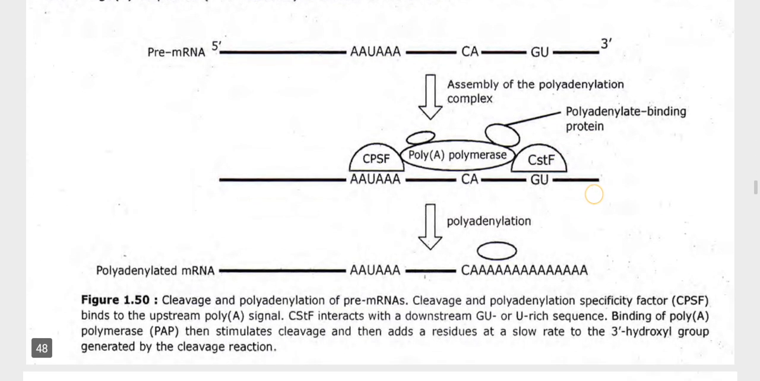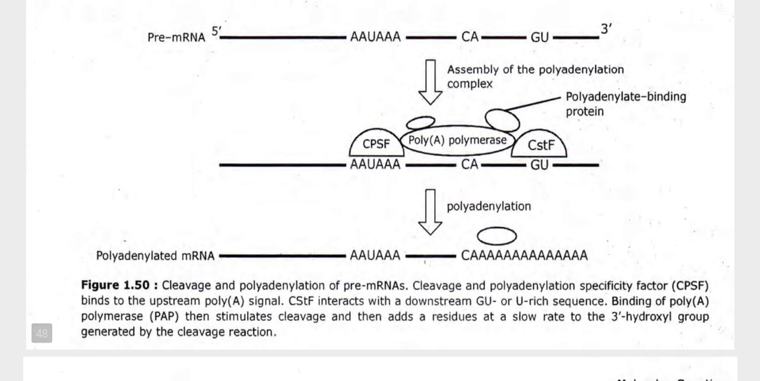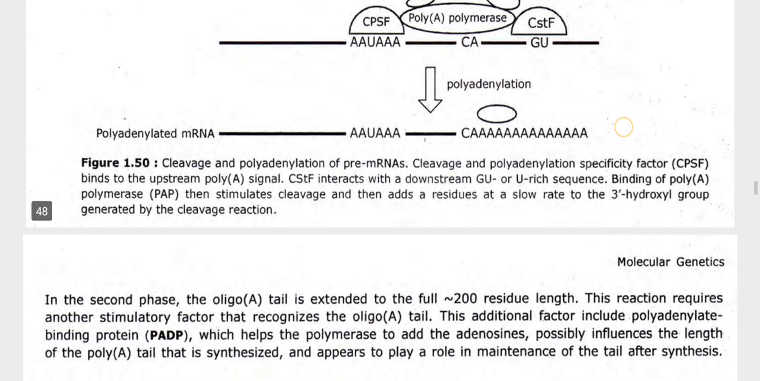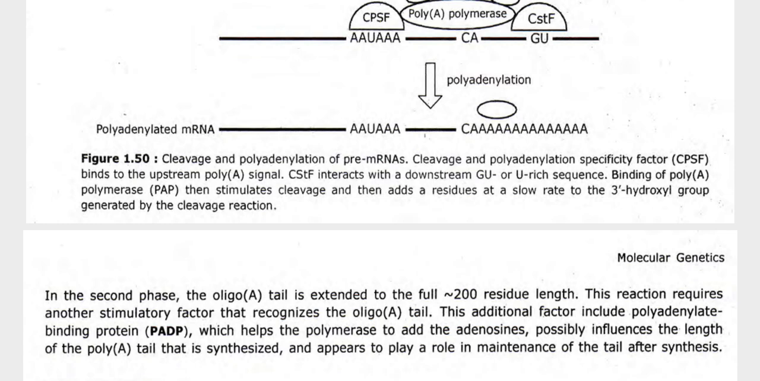Then assembly of the polyadenylation complex, polyadenylate binding protein, polyadenylation. Then the cleavage and polyadenylation of pre-mRNAs. Cleavage and polyadenylation specificity factor, CPSF, binds to the upstream poly A signal. CSTF interacts with the downstream GU or U-rich sequence. Binding of poly A polymerase, PAP, then stimulates cleavage and then adds residues at a slow rate to the 3' hydroxyl group generated by the cleavage reaction.